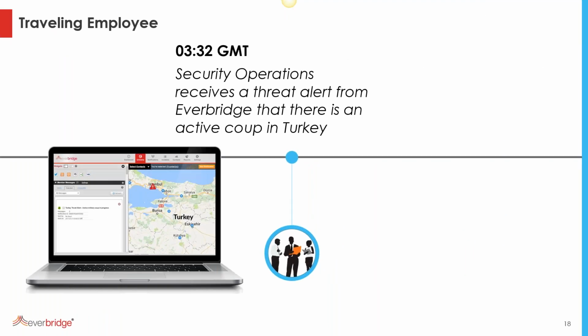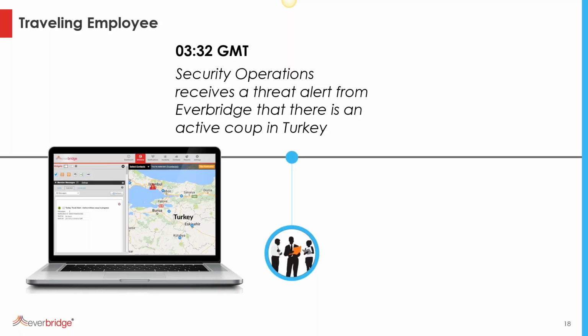The next step is a security operations person in a GSOC, in an EOC, or in a command center. They see that there is a coup alert in Turkey. There's a military coup in progress. A lot of streets are unsafe. There is civil unrest going on, and they want to ensure the safety of their executive who's traveling to Turkey. So they see the event come in on the map.